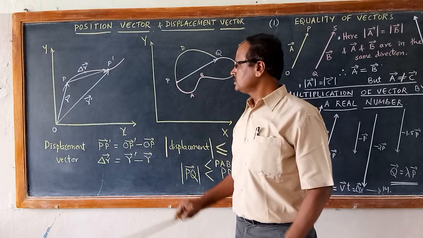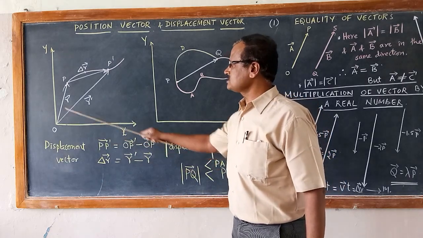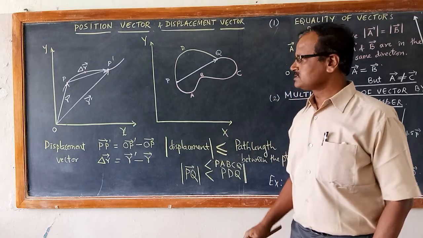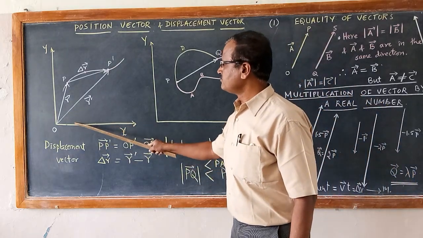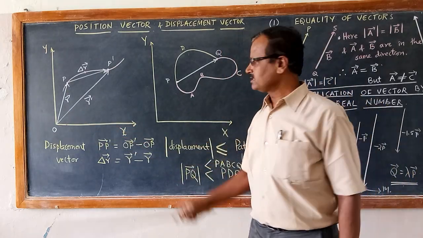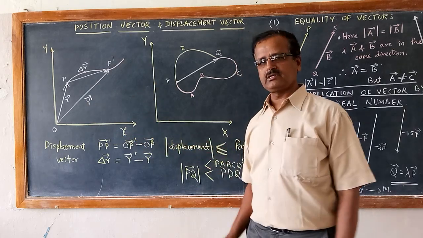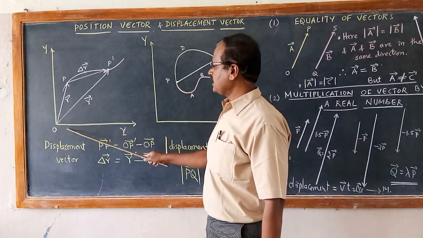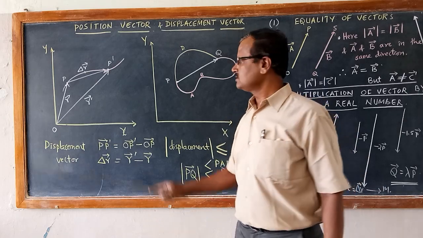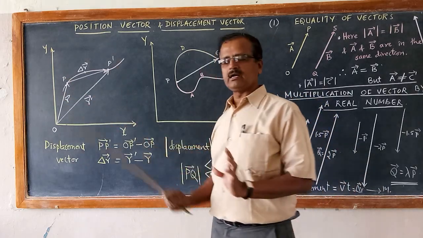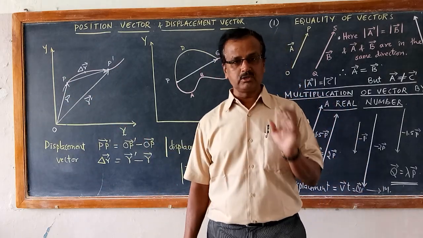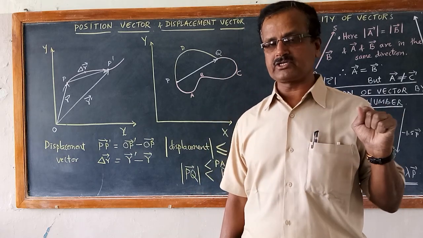Direction, how is it shown? Either with respect to the x-axis or with respect to the y-axis. Say R' is at an angle of 50 degrees with respect to the x-axis. That gives you the direction of R'. Say R is at 60 degrees with the x-axis. That gives you the direction of vector R. So a vector has both magnitude as well as direction.